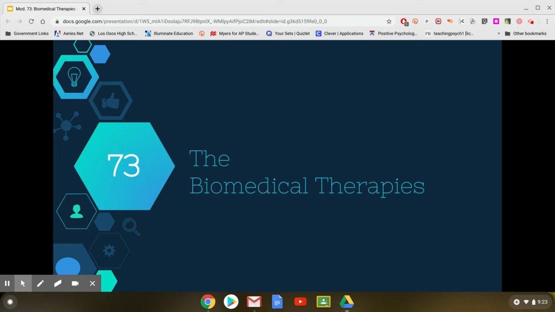Our topic focus for today is going to be the biomedical therapies. If you remember back to the very first lesson for this unit, we talked about how all of the other perspectives fall under this broad category of psychotherapies, and then biomedical therapies kind of stand on their own. I don't think there'll be any big surprises in terms of what is considered a biomedical therapy just from the name. So here we go.